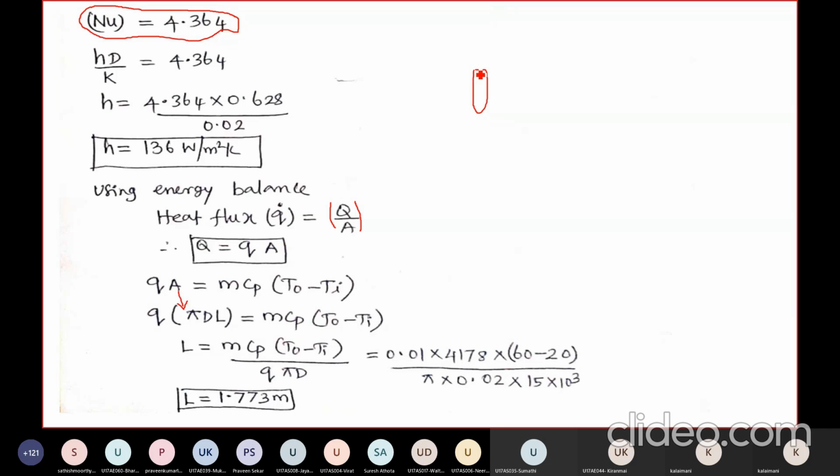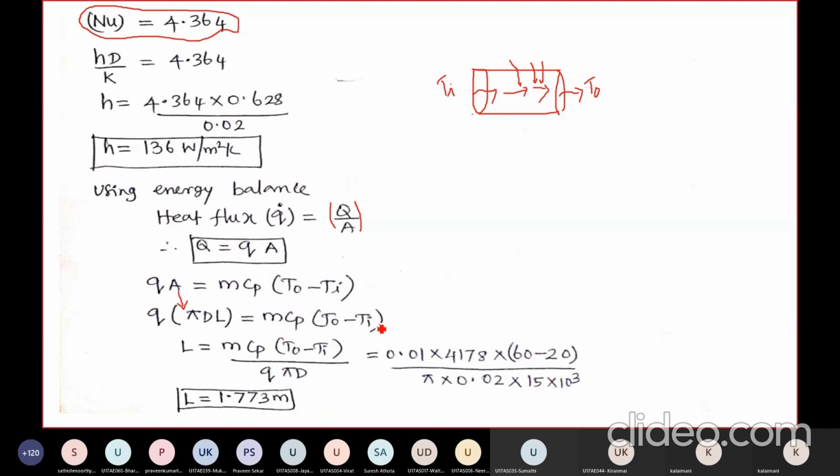Consider a pipe. The heat is transferred by convection from the pipe to the fluid, where air is passing through the pipe. While heat is transferred from the pipe to the fluid, the fluid will be heated up. Therefore, with inlet temperature Ti, the heat loss from the pipe must be equal to the heat gained by the fluid. That's why I'm using the energy balance.